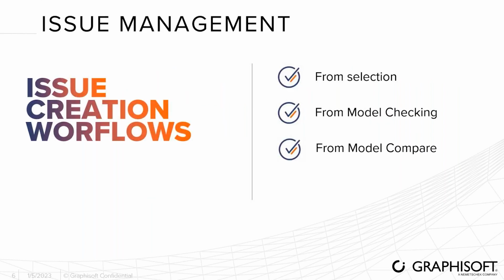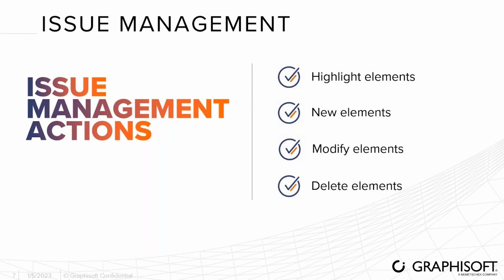So there are 3 workflows for issue creation which you can create issues from. Number 1, from any number of selected elements. Number 2, from the model checking results such as collision detection or physical model quality checking, and from the model compare results. So with the issue created, what are the management actions you can do? You can either highlight elements, suggest new elements or modified elements, and delete elements.